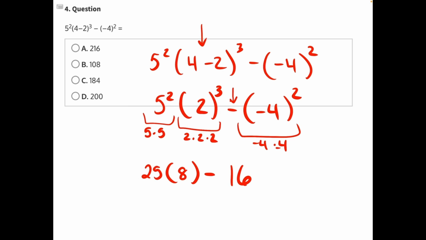Now, our next step in PEMDAS is to multiply 25 times 8. 8 times 5 will give us 40. 8 times 2 is 16, plus 4 is 20. So now we have 200 minus 16.